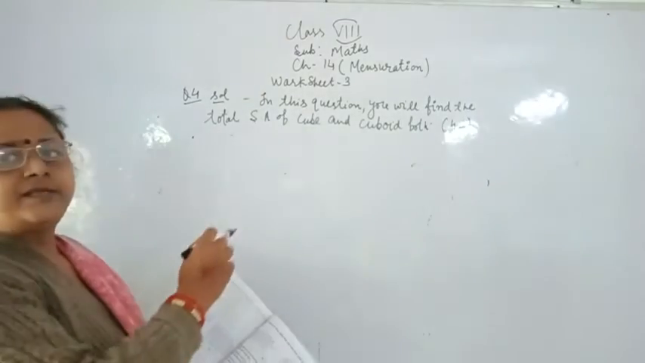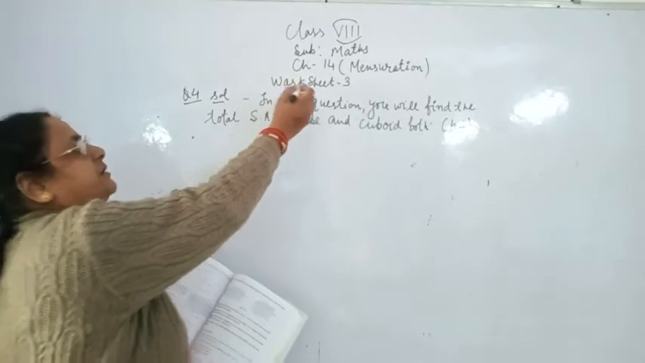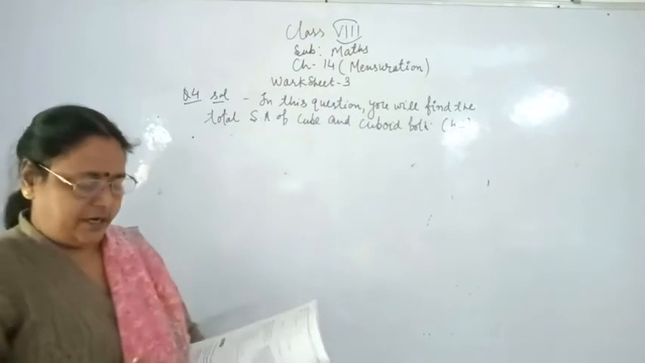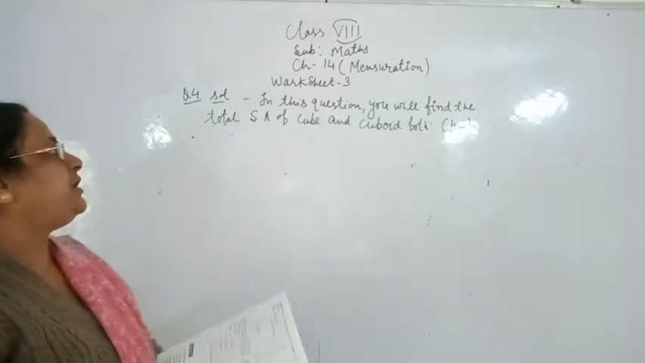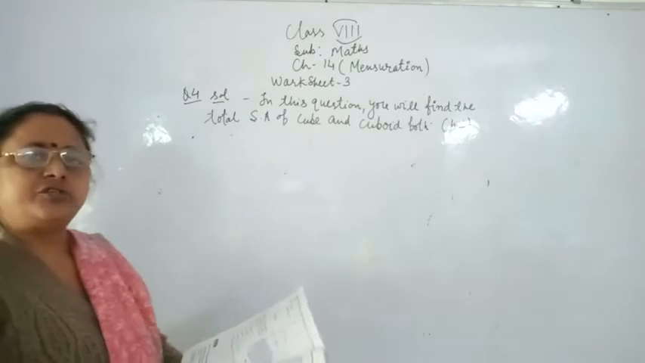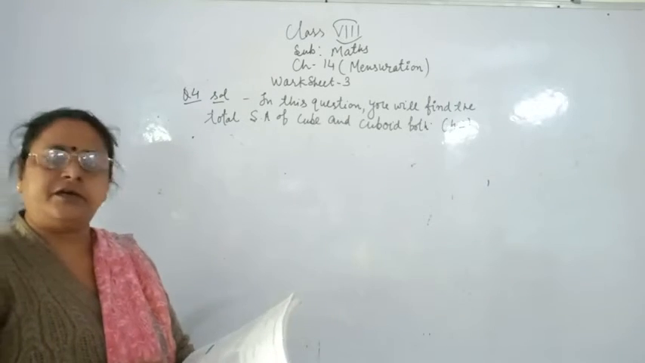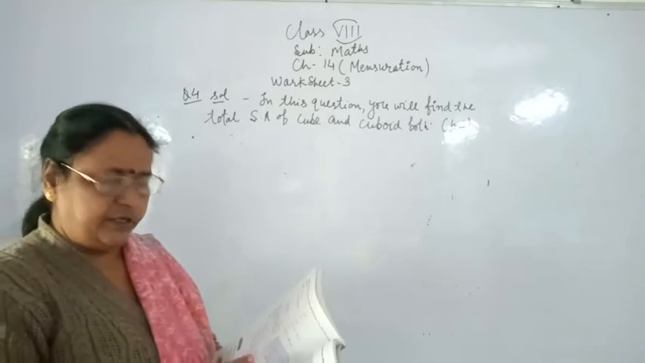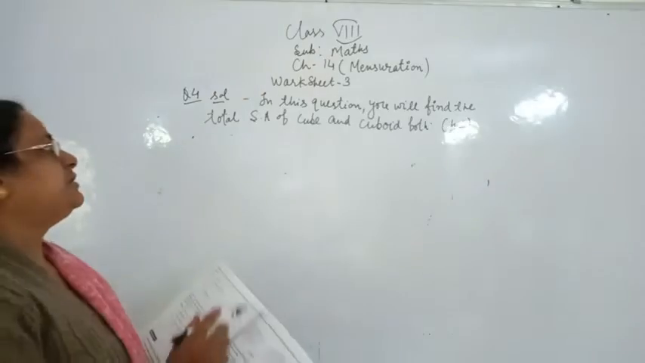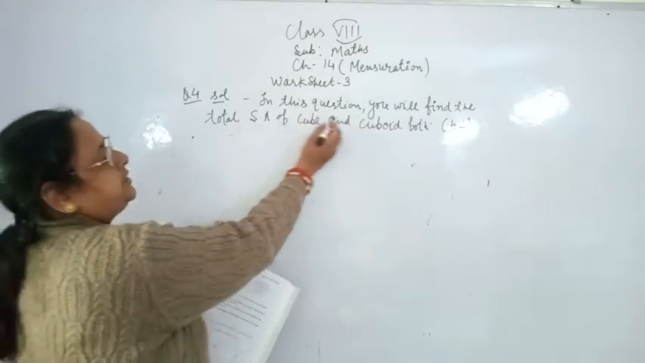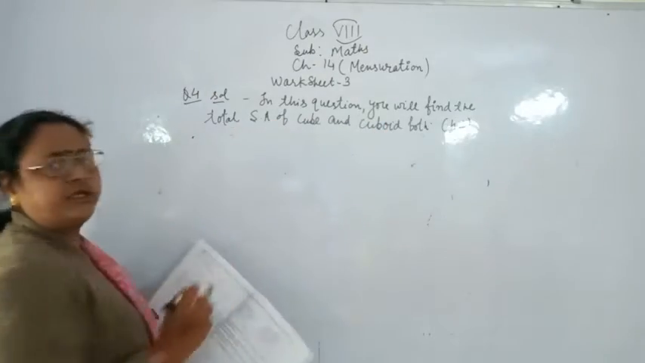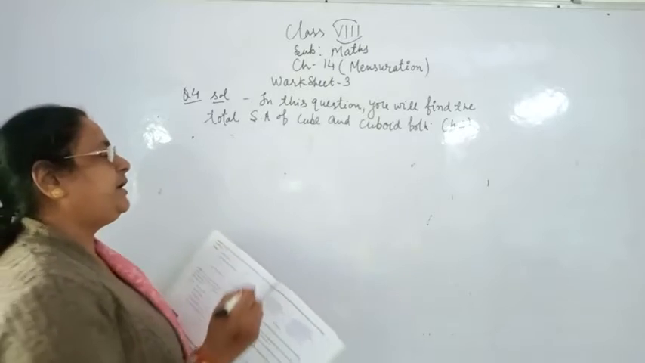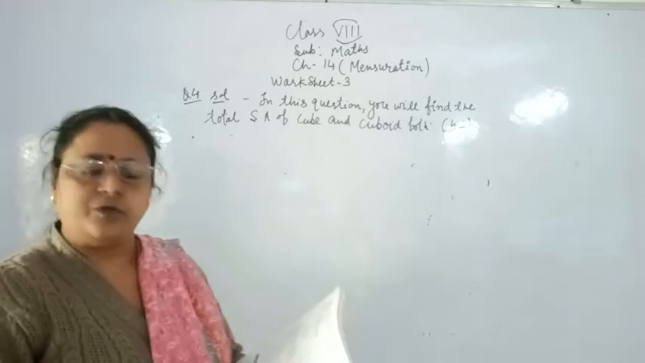Today in your math class I will teach you the same chapter 14, mensuration, and we were doing worksheet 3. In this worksheet, question numbers 1 to 3 we have already done. Now in question number 4 a figure is given. So dear students, you will do the question yourself. I have written it for you. In this question you will find the total surface area of a cube and cuboid using the direct formula.